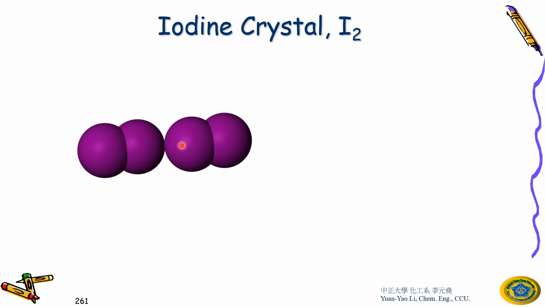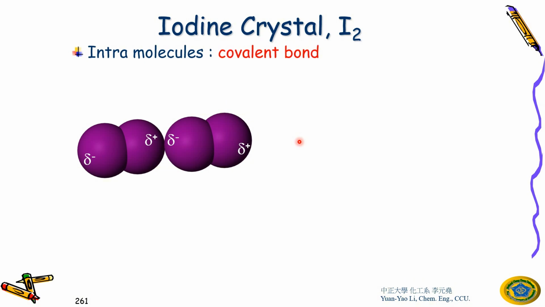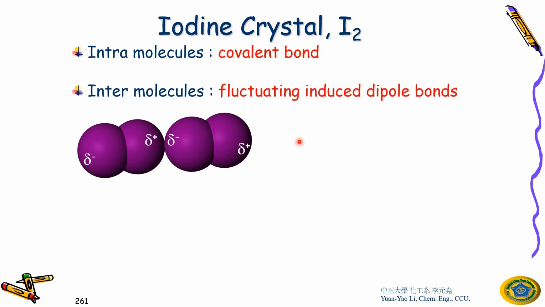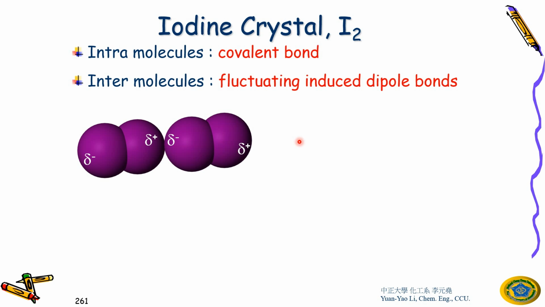So a crystal can be formed by ionic bonding, and can also be formed by covalent bonding. Okay, because of random dispersion force in this case. So intramolecular is called covalent bond, but intermolecular is fluctuating induced dipole bonds.